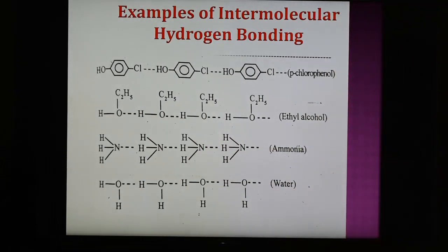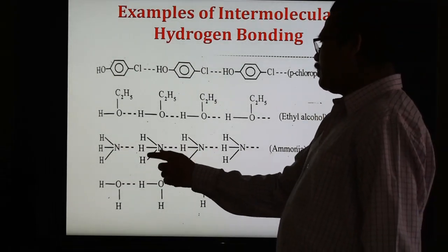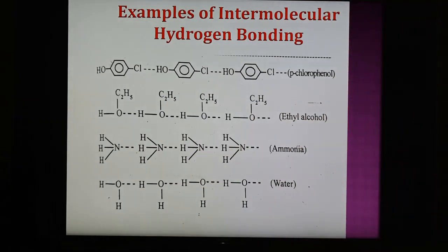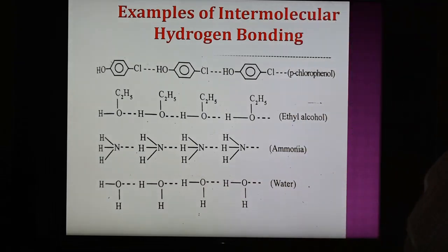Another example is ammonia. So the electronegative nitrogen of one molecule and the hydrogen of another molecule form this type of bond. See now, here 1, 2, 3, 4 molecules are associated together. Another example is water. So the electronegative oxygen of one and the hydrogen of another molecule form this type of bond, and a large number of molecules are associated because of this hydrogen bonding. So there is an association because of this intermolecular hydrogen bonding, and therefore a large number of molecules are associated together due to intermolecular hydrogen bond. So these are the examples of intermolecular hydrogen bonding.